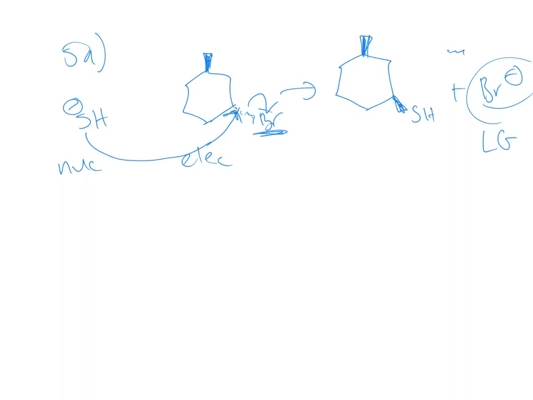Yep. Just the same direction, but flipped from dash to wedge. Correct. How did you know it was a backside attack? Because it's SN2, and it has to be SN2 because you only get one stereoisomer as your product. An SN1 reaction would give you two.